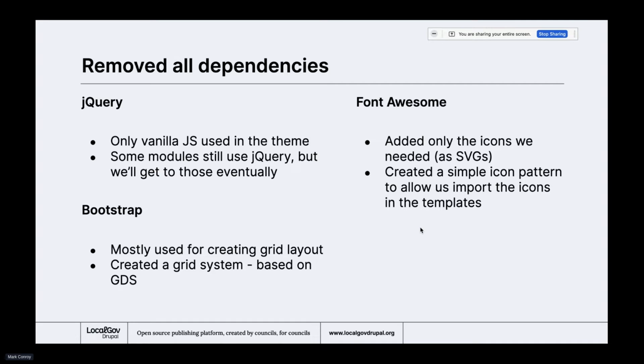Mostly what Bootstrap is actually being used for was a grid system to allow us to have a 12-column grid system that would have 3 columns for a sidebar and 9 columns for a main content area and things like that. So what we did instead was we wrote our own grid system, but the grid system we wrote was based on the GovUK GDS, Government Design System, I think it's called. So we've got the exact same grid system that they have, except we just changed the names of it to reflect LGD, LocalGov Drupal, instead of GovUK.